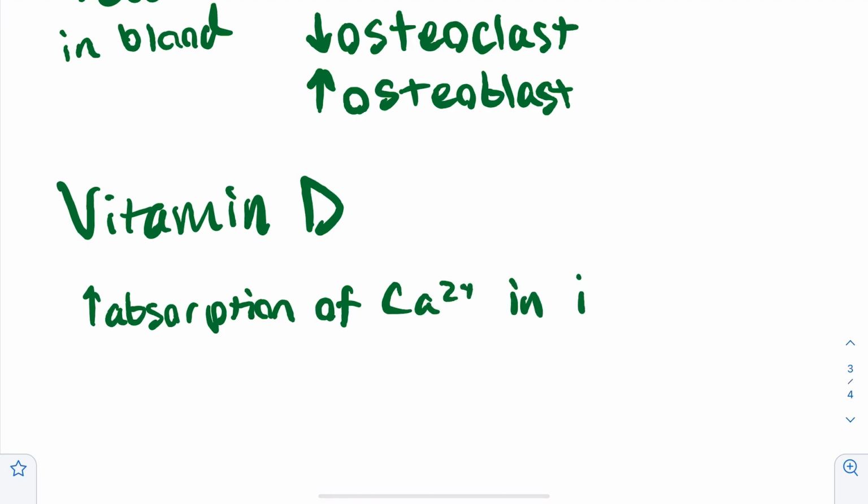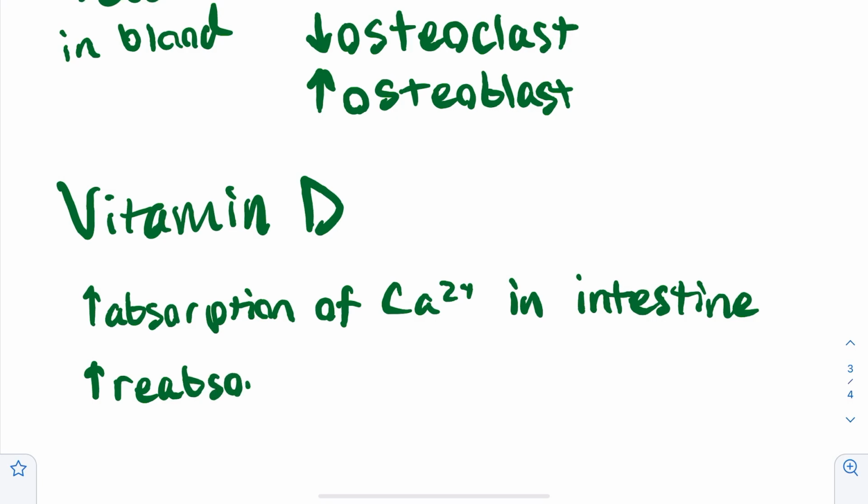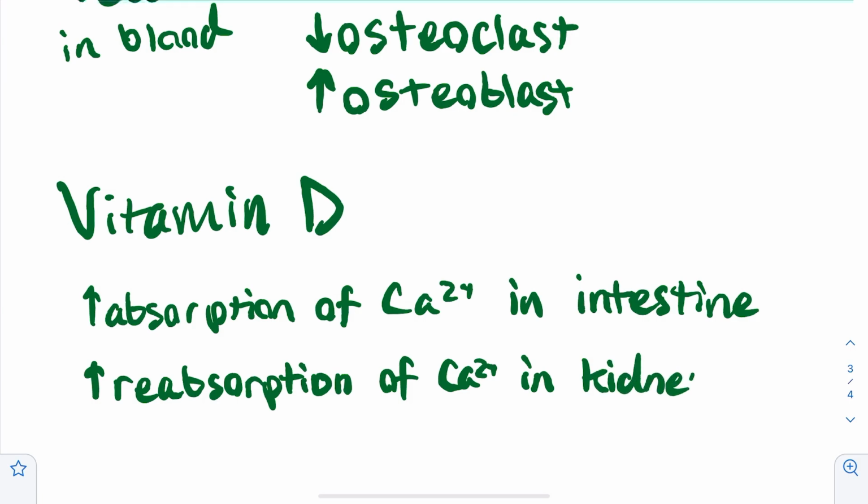in the intestine. So when you eat something with calcium, if you have vitamin D activated, more calcium is going to get absorbed. This is not the same as resorb out of the bone. This is absorb from the intestine. You are also going to increase reabsorption, which is, again, a different thing. I know, very confusing. Of calcium in the kidney. So it gets activated in the kidney, but then it goes and tells the kidney to reabsorb more calcium.